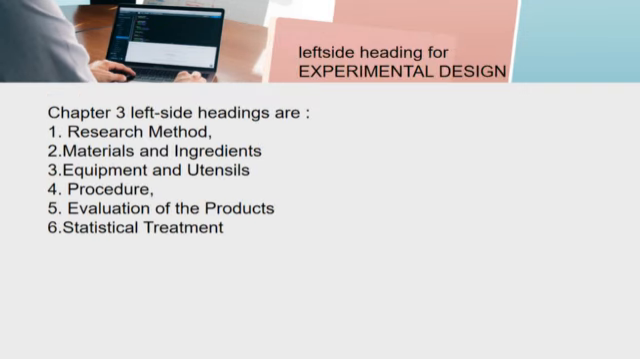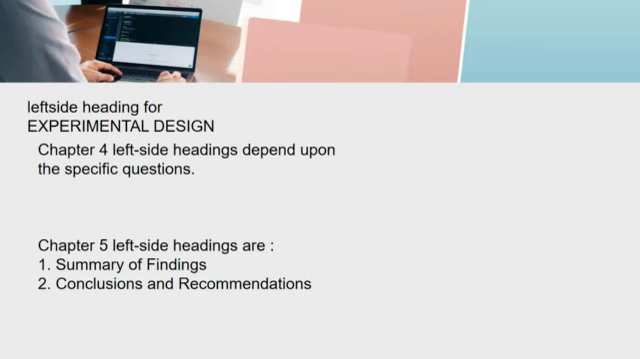For experimental design, Chapter 3 left side headings are number 1, research method; 2, materials and ingredients; 3, equipment and utensils; 4, procedure; 5, evaluation of the products; and 6, statistical treatment. Chapter 4 left side headings depend upon the specific research questions. Chapter 5 left side headings are number 1, summary of findings; 2, conclusions; and number 3, recommendations.